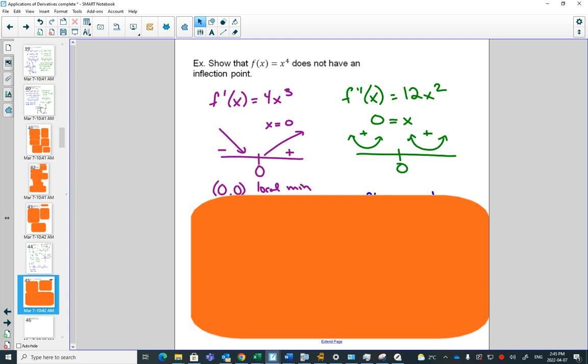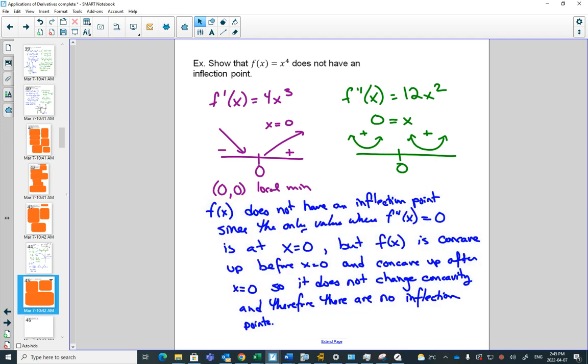So how do we show that it does not have an inflection point? We'll need a statement here. Oh no, I know that's like way more letters than numbers. Not good for a math class. So it doesn't have an inflection point since the only value when the second derivative equals 0 is at x equals 0, but it's concave up before x equals 0 and concave up after x equals 0. So it doesn't change concavity and therefore is not an inflection point.